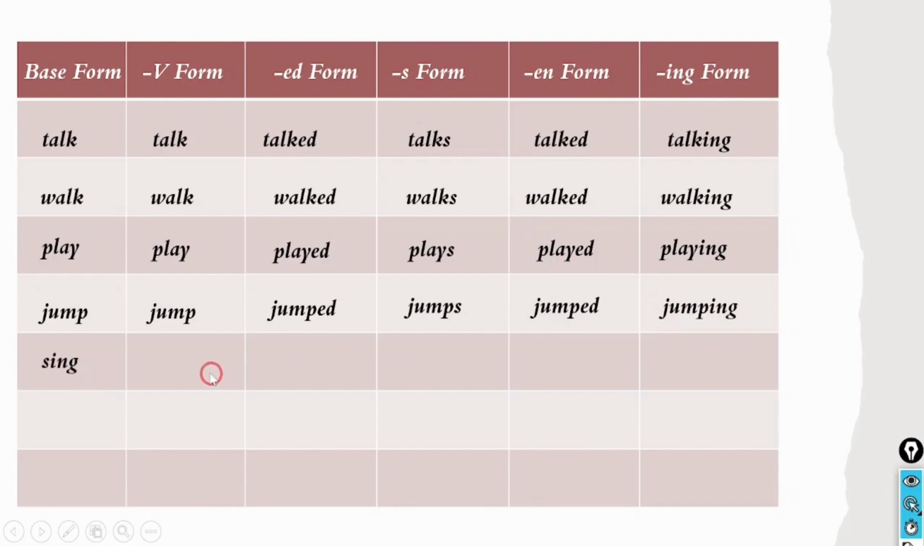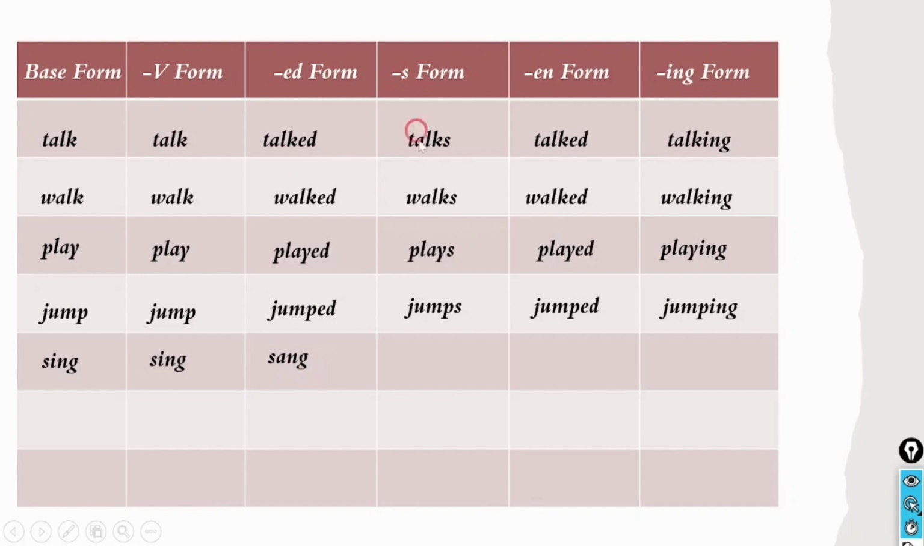Then sing, it will be sing, the same. Then here sang, it changes here. So here, this is the tricky part. These are what we call irregular verbs. The ones we have looked at are regular verbs. They follow the same pattern. Now this one doesn't. Sing, the V form is sing, but the ed form is sang. You cannot say singed. That is going to be wrong. It will not be singed.